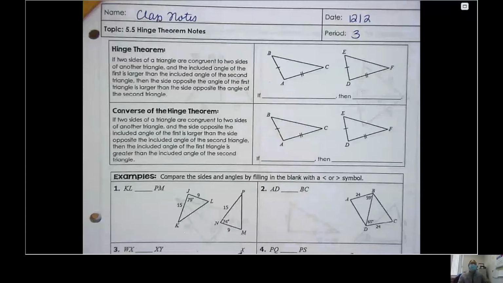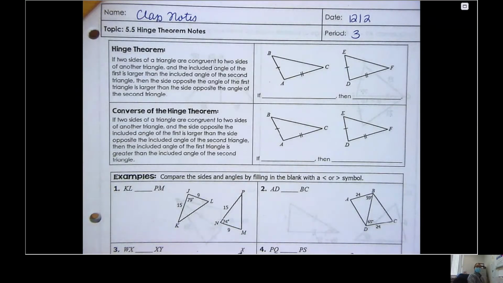So today we're going to talk about a new theorem called the Hinge Theorem, and it still is the same idea that we've been talking about, seeing which angle or which side is bigger, which one is smaller. But again, we're going to look at two different triangles today instead of looking at just one triangle. So we're going to compare two triangles together.